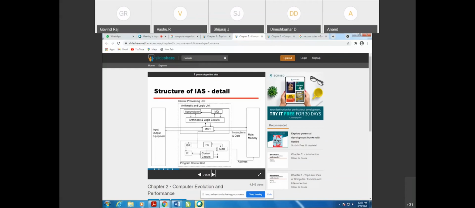Okay. So the instruction or the data which is stored in the main memory must have some address. That address will be stored in the memory address register. Okay. How these addresses are sent: it comes from the memory address register and goes to the main memory. Based on that address, the data or instruction is fetched and it goes to the memory buffer register.